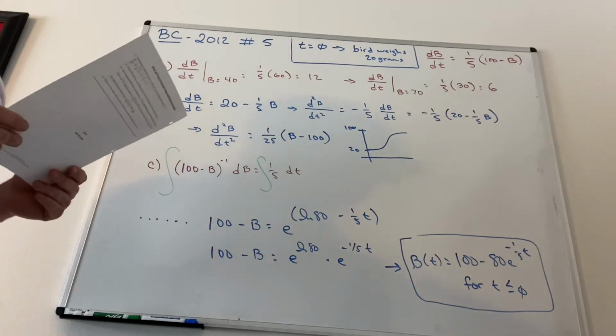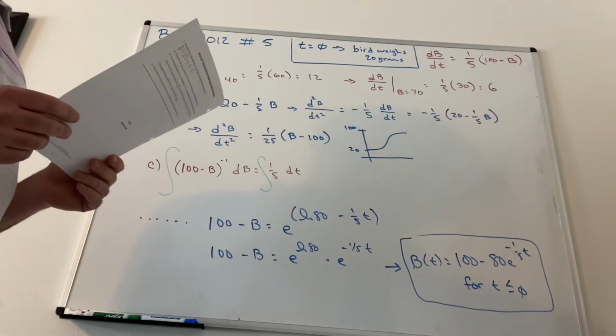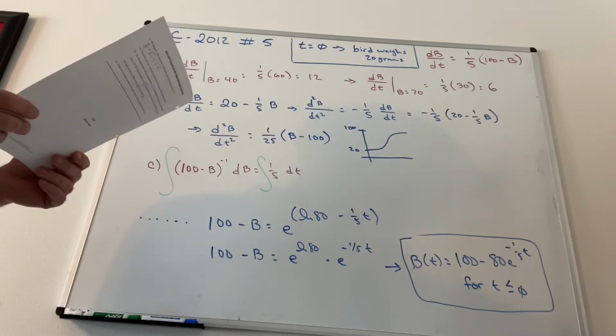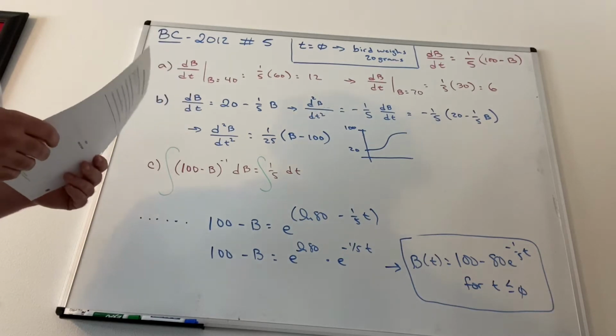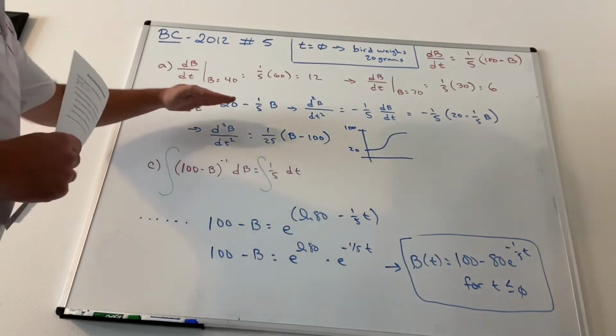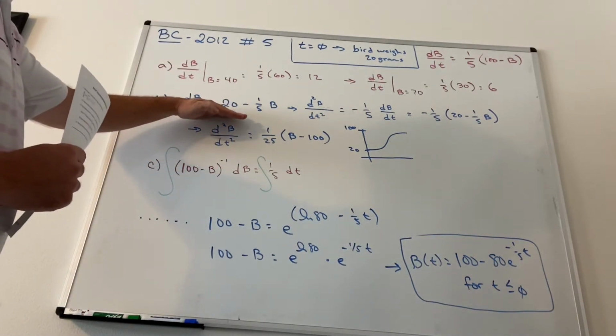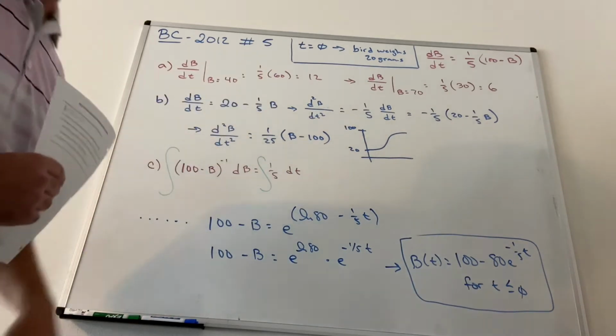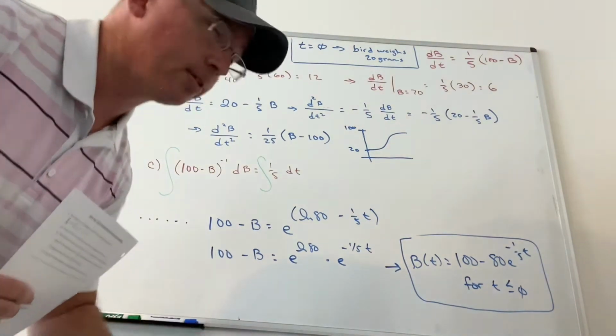Okay. Part B, it says to find the second derivative in terms of B, and then explain why the graph of B cannot resemble the following graph. Okay, so here's this guy. There's my first derivative. I'm going to have to do this implicitly, right? Because B is kind of like Y, all right?